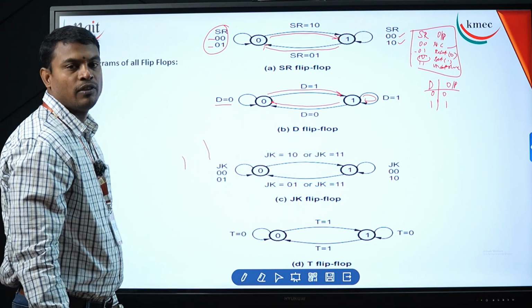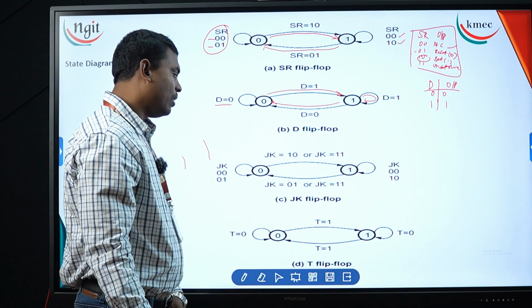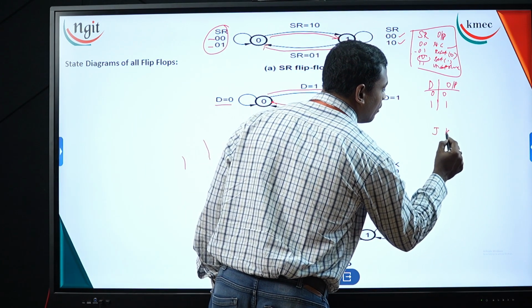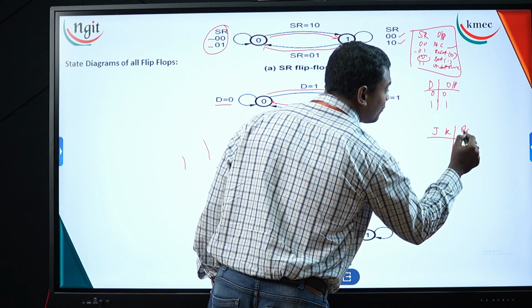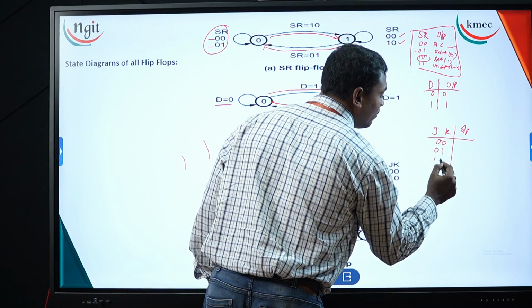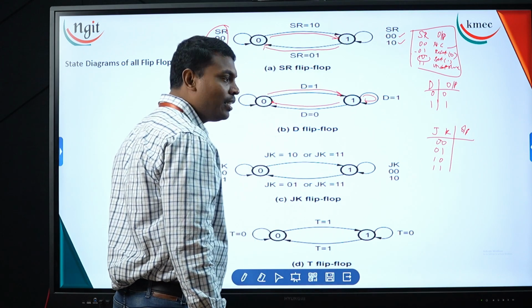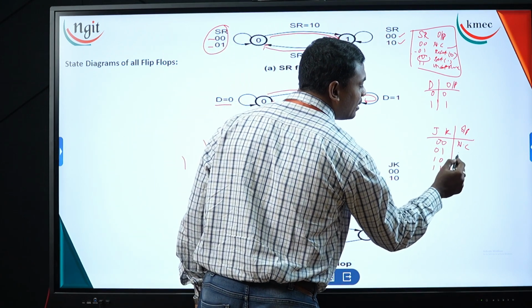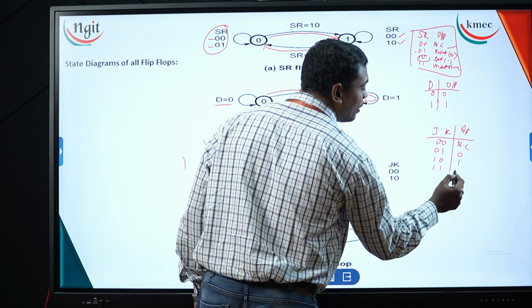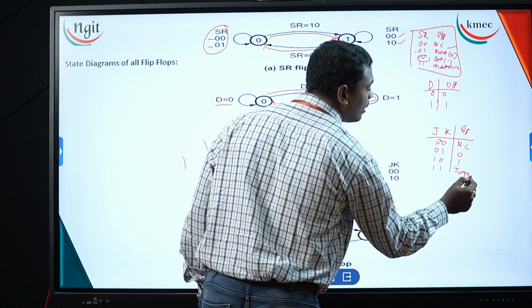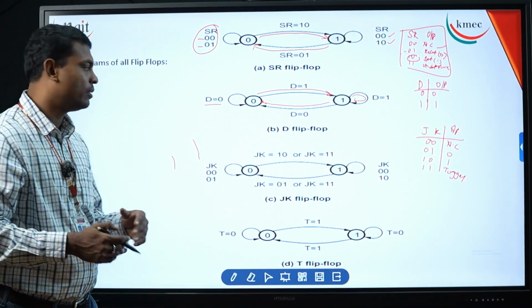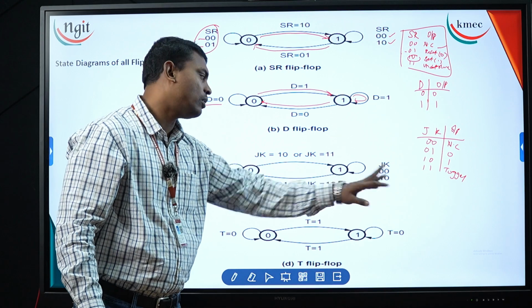Coming to the JK flip-flop. Under the JK flip-flop, you observe clear. Now you know the J and K functionality table also, with output. 0, 0, 0, 1, 1, 0, 1, 1, right? For 0, 0, you know it as the no change state. For 0, 1 it is 0, for 1, 0 it is 1, for 1, 1 it is toggle. Toggle means it is moving between 0 and 1, 0 and 1, 0 and 1. So that particular state we call the toggle state.